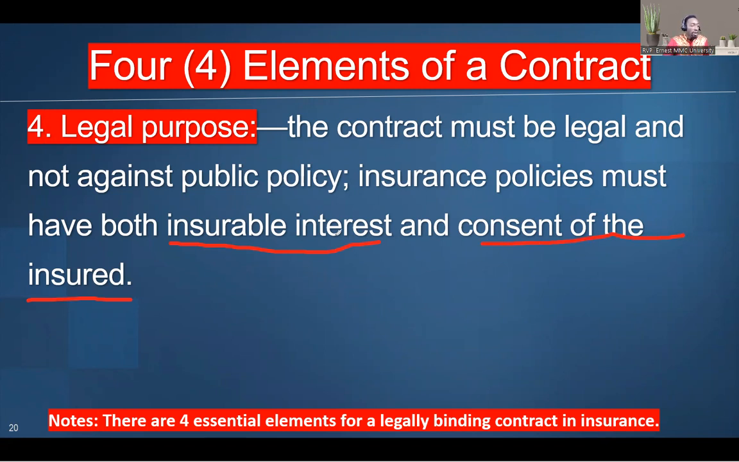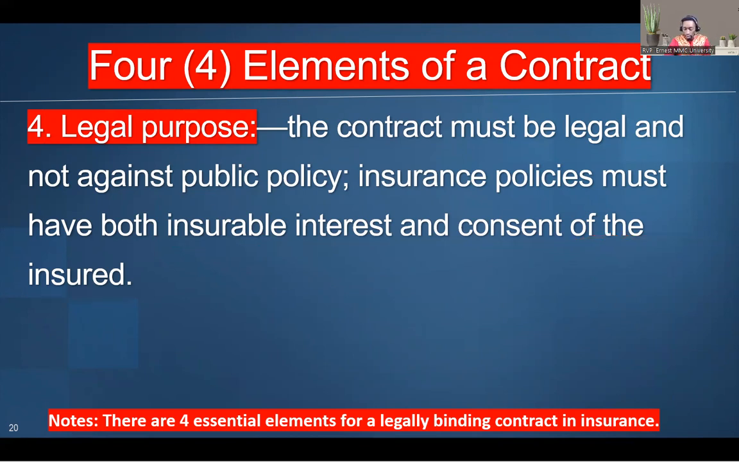So insurable interest, okay, they have to make sure they have insurable interest and they have to consent. Okay, the insured has to do that. Okay, that means you cannot just wake up one day and say, I'm gonna go put a policy on someone. They have to make sure they consent to that. So make sure you guys understand that part as well.